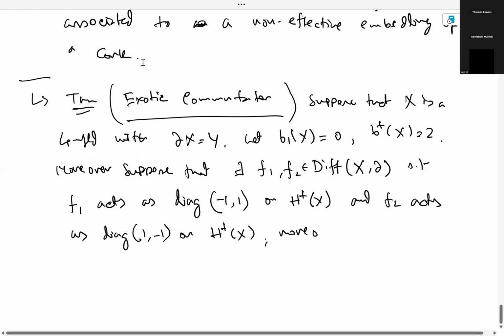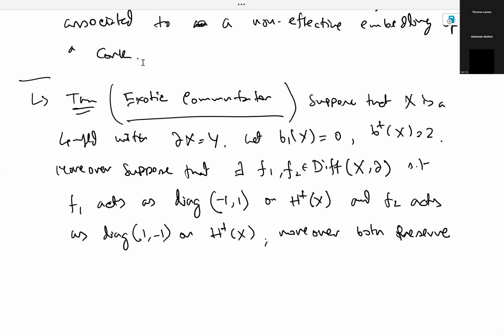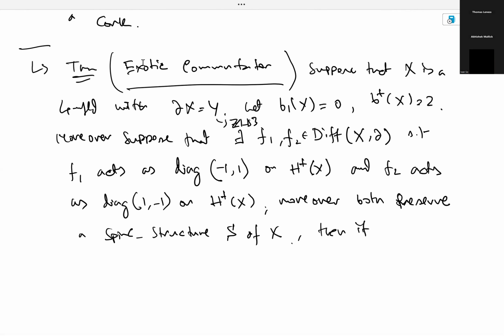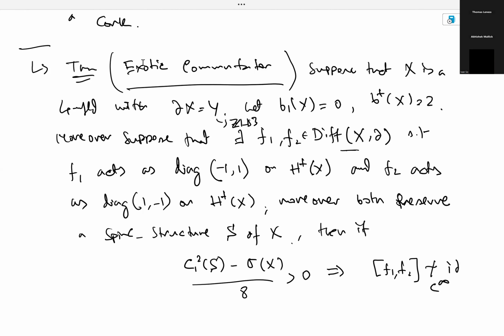Moreover, both preserve a spin-C structure of X. Maybe here I should mention that we consider Y to be an integer homology sphere, the boundary of X being an integer homology sphere. So they both preserve a spin-C structure on X. Then if the associated Rokhlin-type grading shift is positive, that implies that the commutator diffeomorphism of F1 and F2 — F1 and F2 are both diffeomorphisms of X rel boundary, so their commutator is also a diffeomorphism of X rel boundary — is not smoothly isotopic to the identity.